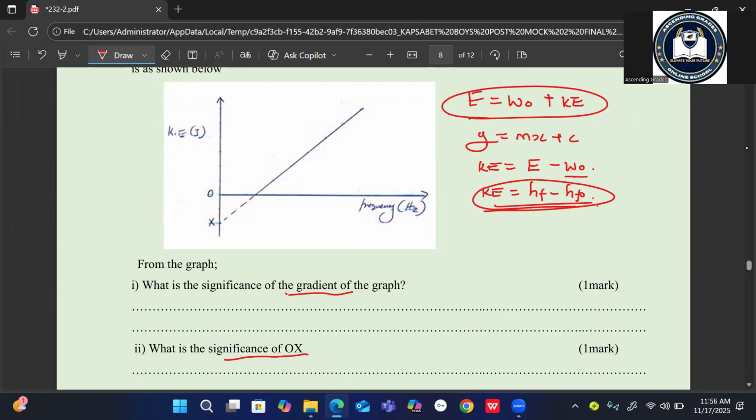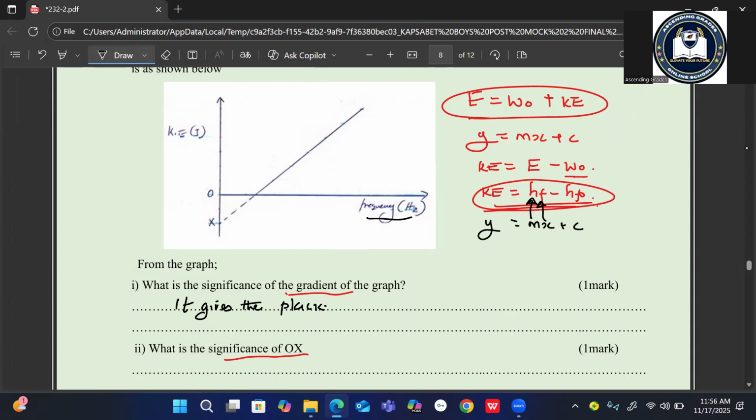So the first one, we are told, what is the significance of the gradient? If we match this one with y equals mx plus c, then x is giving me the frequency, and my gradient will be giving the Planck's constant. So I can say it gives the Planck's constant h.